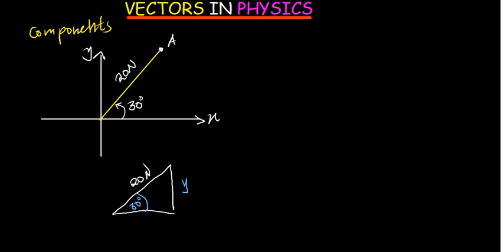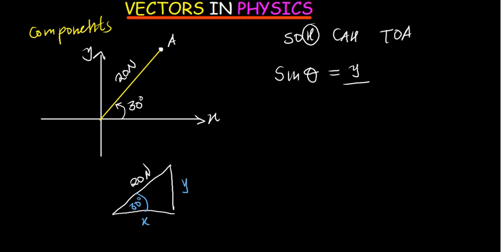So from just a simple thing that you can remember, SOHCAHTOA. From the SOHCAHTOA, we say that sine, in this case the angle you can see here is 30. So sine of the angle, I'll say theta, is given by opposite. Now what is opposite in this case? Opposite is y over hypotenuse. What is the hypotenuse? I'm going to call this the resultant r, so it will be y over r.